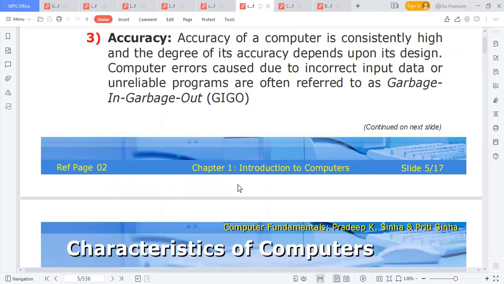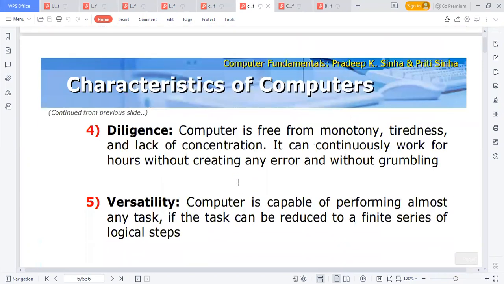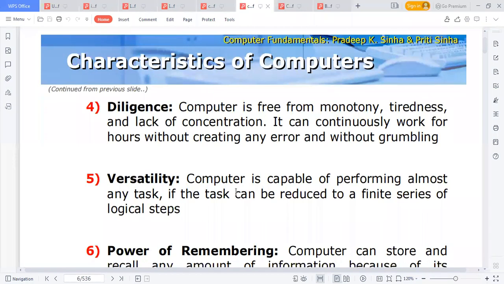So accuracy is a main characteristic of a computer. Now diligence, another important characteristic. A computer is free from monotony. That means we become tired, but a computer doesn't tire. There is no tiredness or lack of concentration. It can continuously work for hours without creating any error and without grumbling.